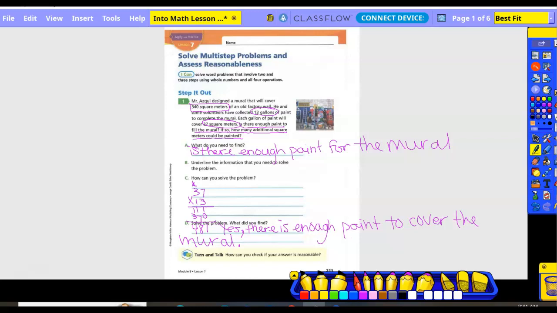Divide, subtract. So we would take 481 minus what? 340. So 1, 4, 1. So how much extra square meters can they cover? Okay. They could cover an extra 141 square meters.